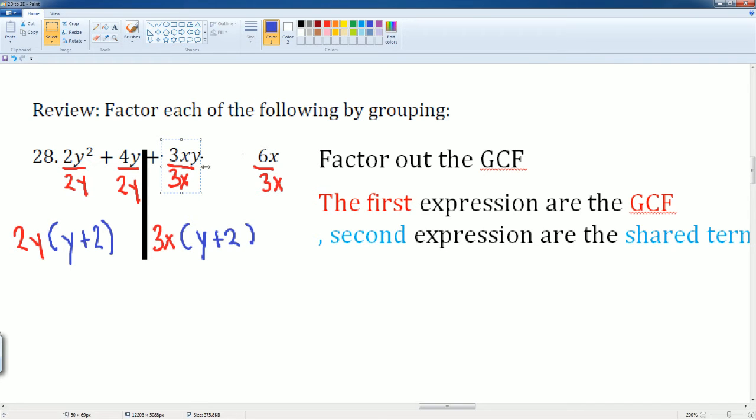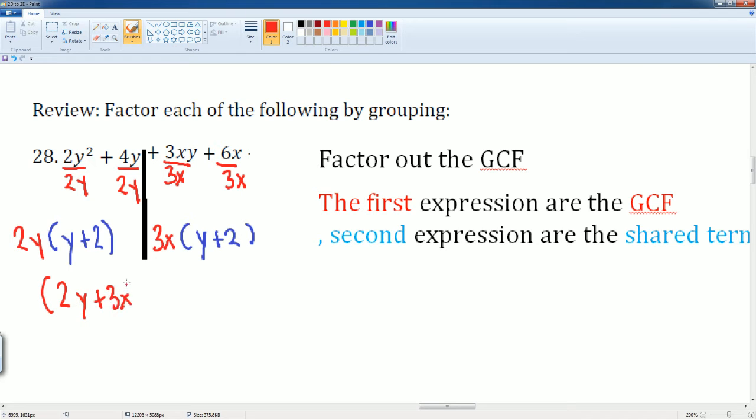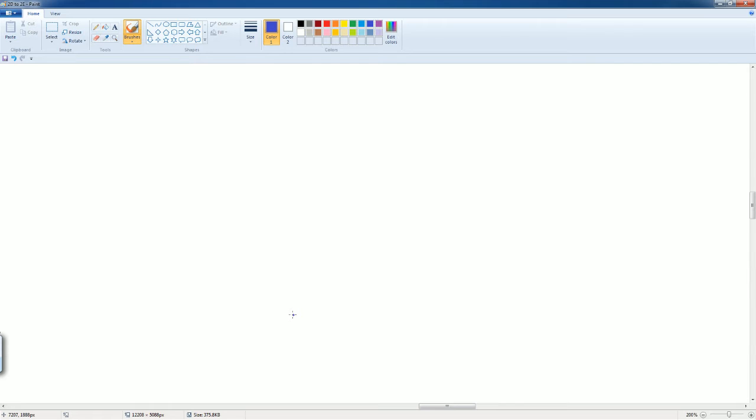So this was first, and then hold on, this might be a bit better. So I moved this here last, and I moved this here. Okay, do you see that? That's how I still get that. So my GCFs out in front is my first term, 2y plus 3x is my GCF, and then my shared term is just y plus 2. There you go. Let's go look at 29.